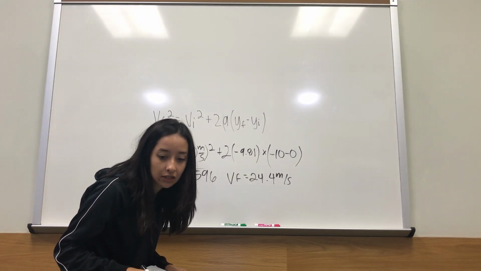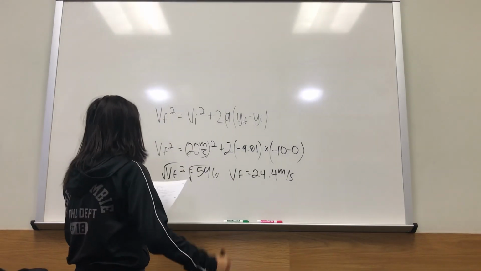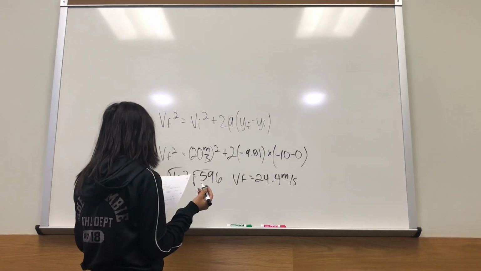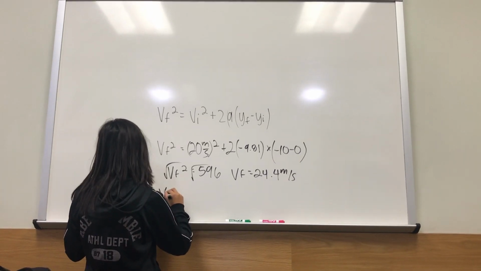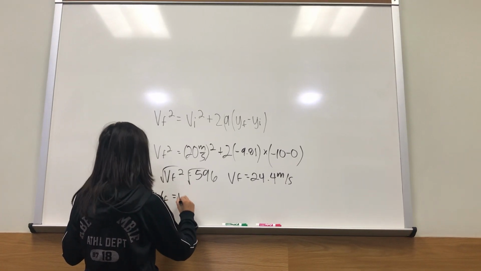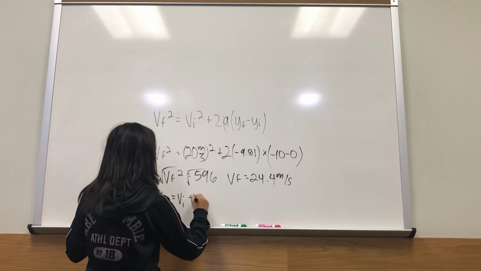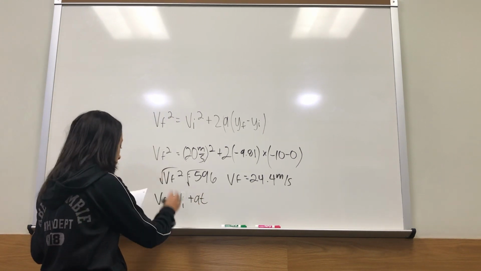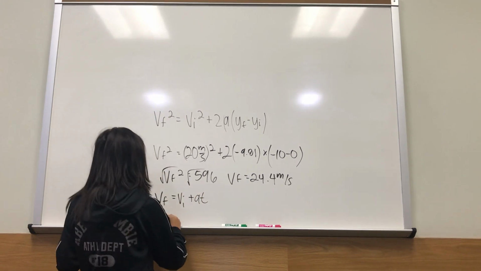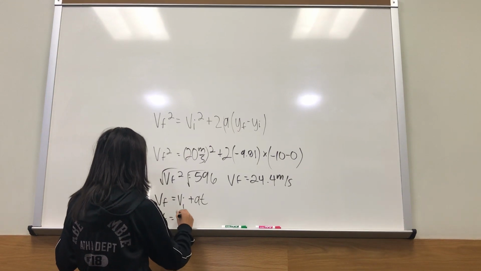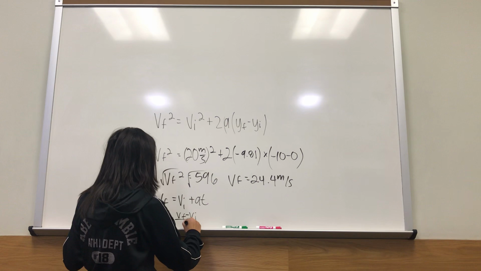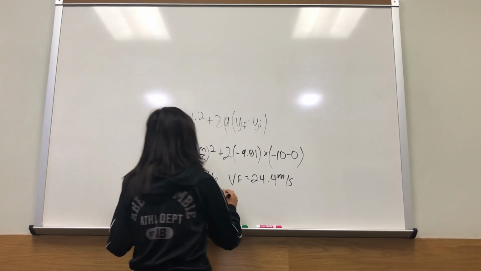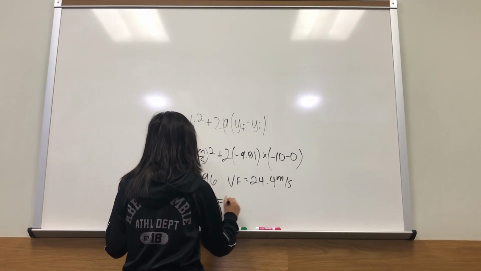And so B is asking, how long is the rock in the air from the instant it is released until it hits the bottom of the hole? So to find our time, we just use the equation velocity final equals our velocity initial plus acceleration times our time. We're trying to solve for time, so that should be velocity final minus velocity initial divided by a. And so then we can just plug in our values here.